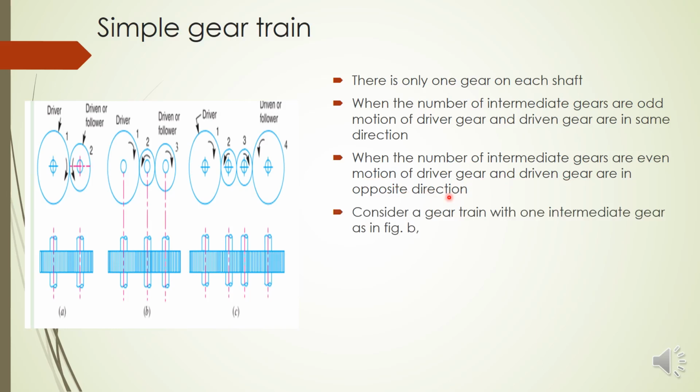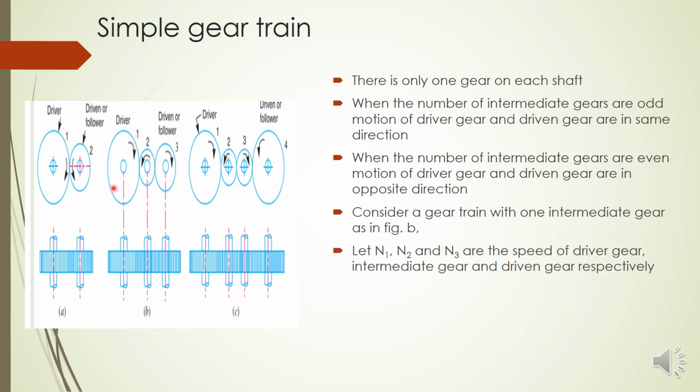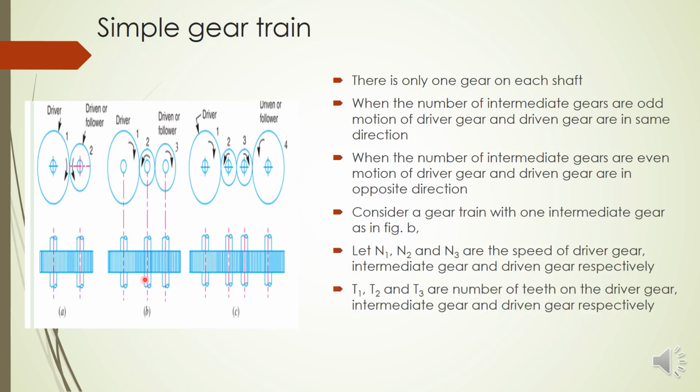Now we have to find out the speed ratio of a simple gear train. So consider this third figure only. We are considering this figure B for deriving an equation for the speed ratio. It has only one intermediate gear, 2. The first one is the driver gear, the last one is the driven gear. Let N1, N2, N3 be the speeds in RPM of these gears correspondingly, and T1, T2, T3 the number of teeth on the driver gear, intermediate gear and driven gear.